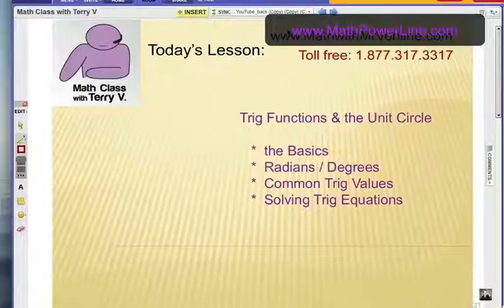In the previous video, I went over the basics of what the unit circle is and how the angles are created. Now we're going to focus more on radians versus degrees, converting radians to degrees and degrees to radians.